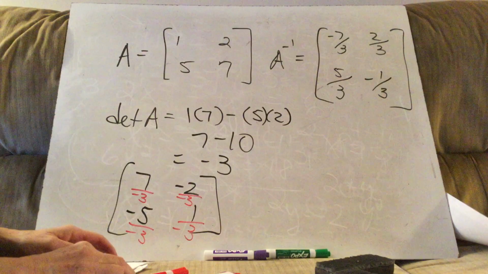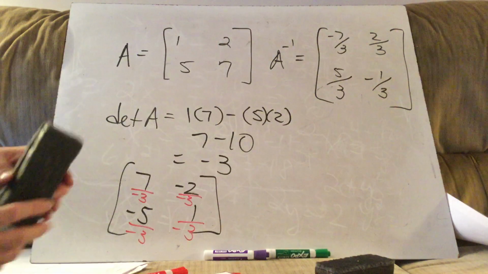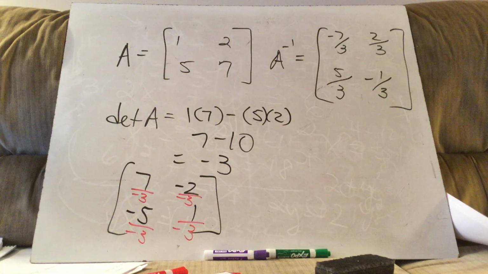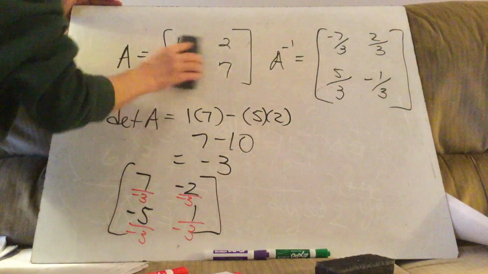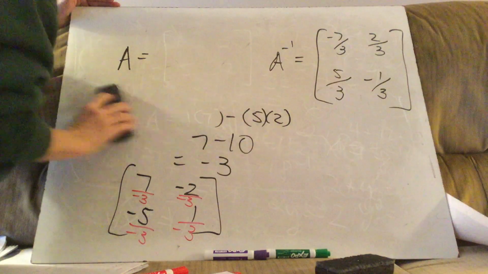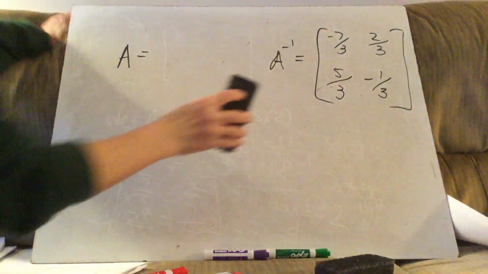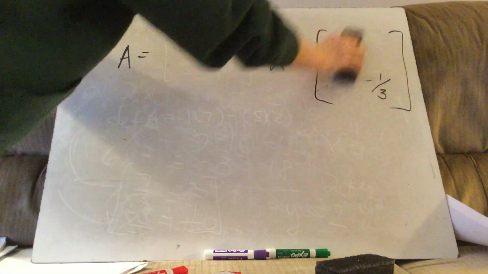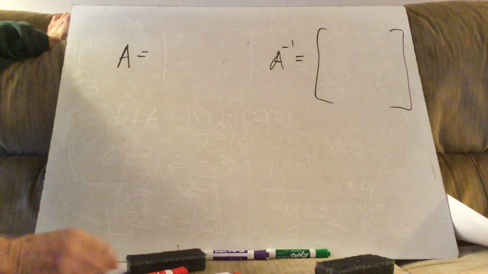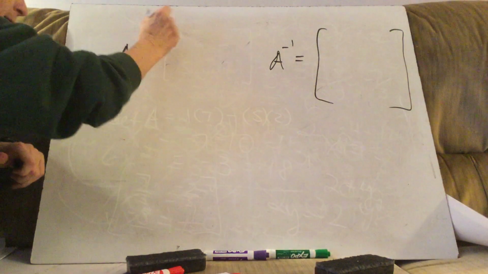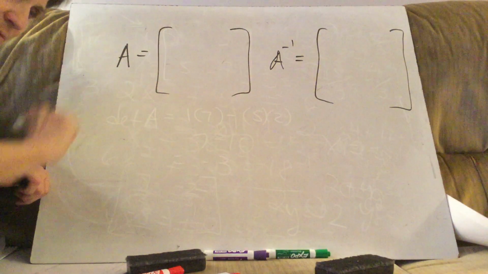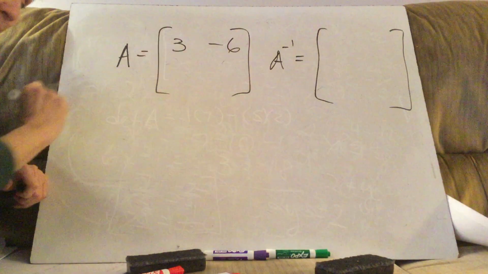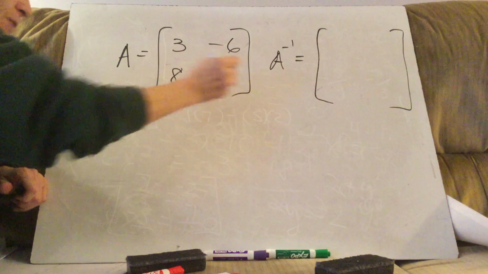Okay, now I'm going to do one more, but of course you can go back and re-watch these as many times as you need to in order to get the steps figured out. Okay, so let's try another one. We're going to do exactly the same thing. We're only going to be using 2 by 2s, so don't worry about having a bigger matrix. This is it. This is what you're going to have on your optional quiz on Friday.